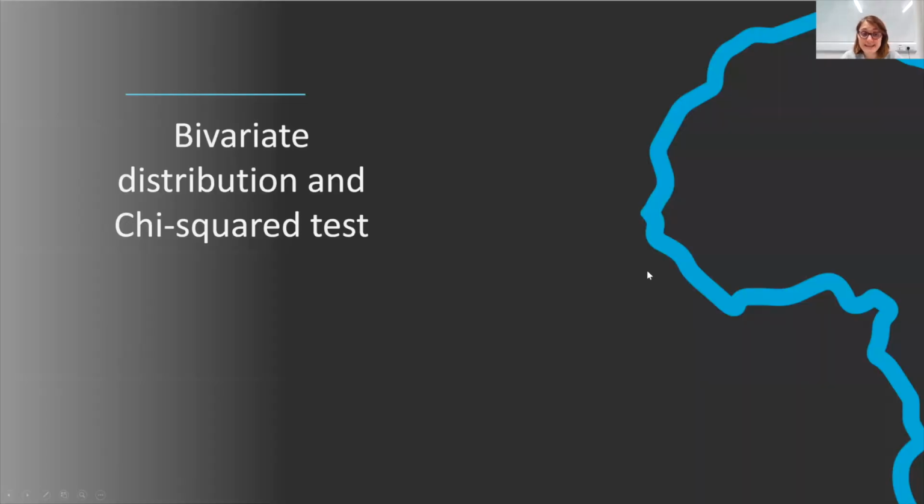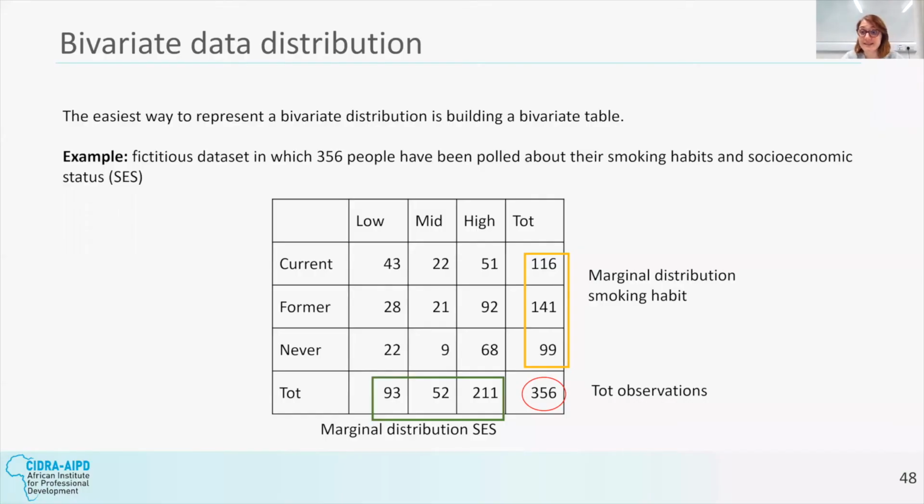So now we know everything about univariate distributions and how to describe them by using measures of centrality or measures of variability. And we can do our upgrade to bivariate distributions and to how to understand the association between two variables by using the chi-square test. So a bivariate distribution is a distribution which involves two variables. And the easiest way to describe a bivariate distribution is by means of a bivariate table or contingency table.